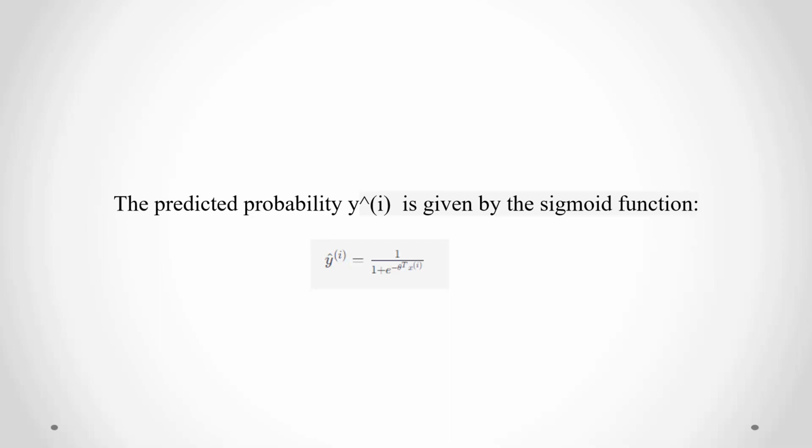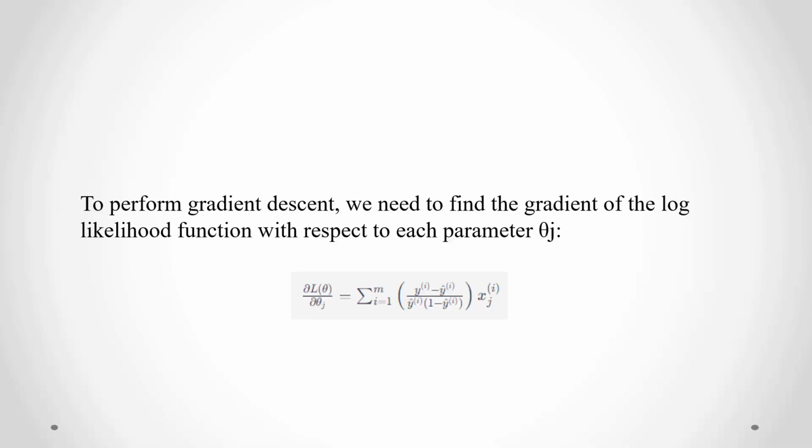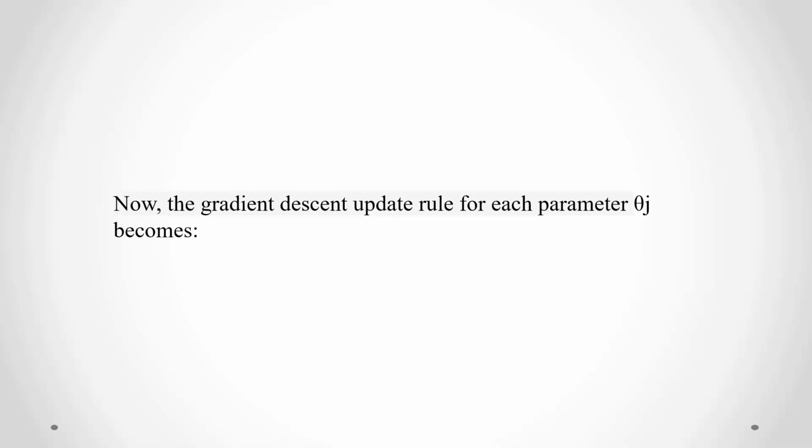To perform gradient descent, we need to find the gradient of the log likelihood function with respect to each parameter theta j. Differentiation of L theta with respect to theta j is equal to sigma i is equal to 1 to m of yi minus y hat i upon y hat i into 1 minus y hat i into xij. Now the gradient descent update rule for each parameter theta j becomes theta j is equal to theta j plus alpha into differentiation of L theta with respect to theta j, where alpha is learning rate.